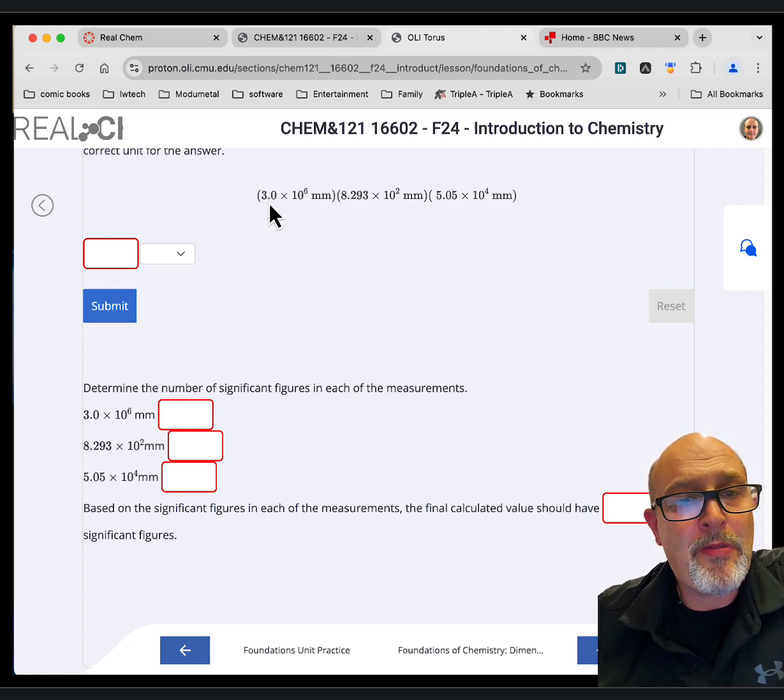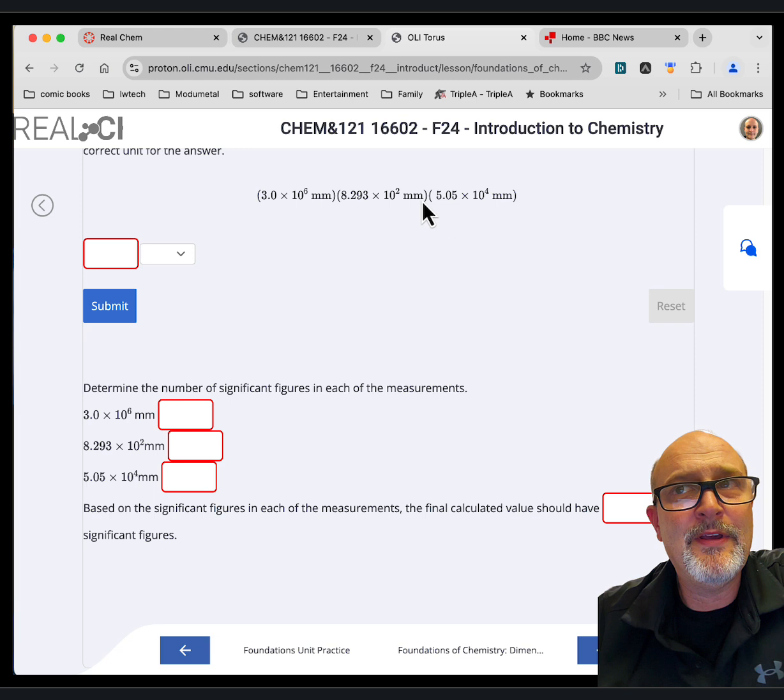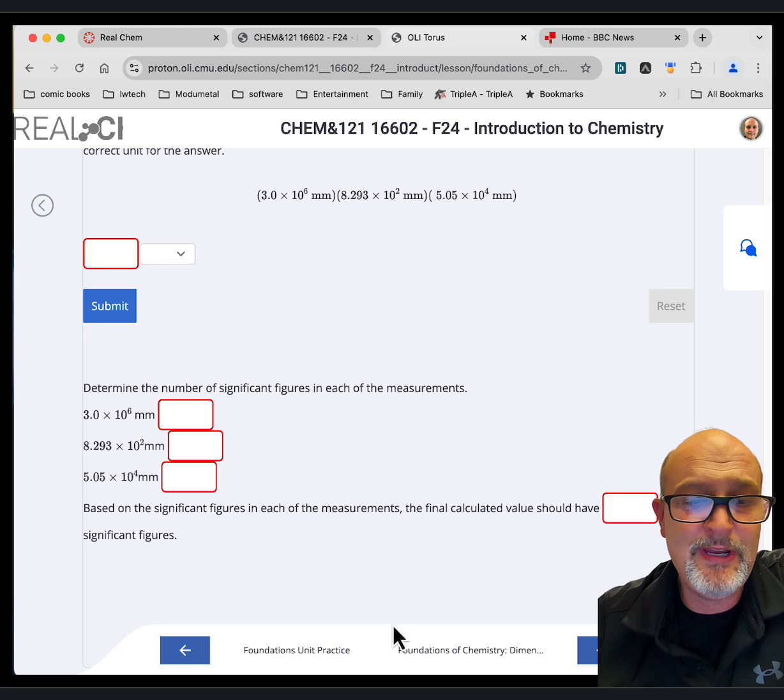So this has two significant figures. This has 4, this has 3. This is a multiplication operation, so we report the answer with the same number of significant figures as the term with the fewest significant figures, which is 3.